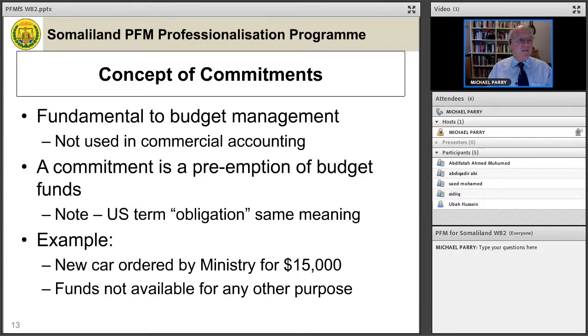And incidentally, if you read any US textbooks, you'll find they use the term obligation to mean exactly the same as commitment. I'll use the term commitment. It's probably more common, but if you do find the term obligation being used, it has the same meaning. And in our example, the new car is ordered by the ministry for $15,000. Once that car is ordered, that $15,000 is not available for any other purpose. You have to put it on one side into a sort of virtual piggy bank in which you keep your money or whatever you have in Somaliland.